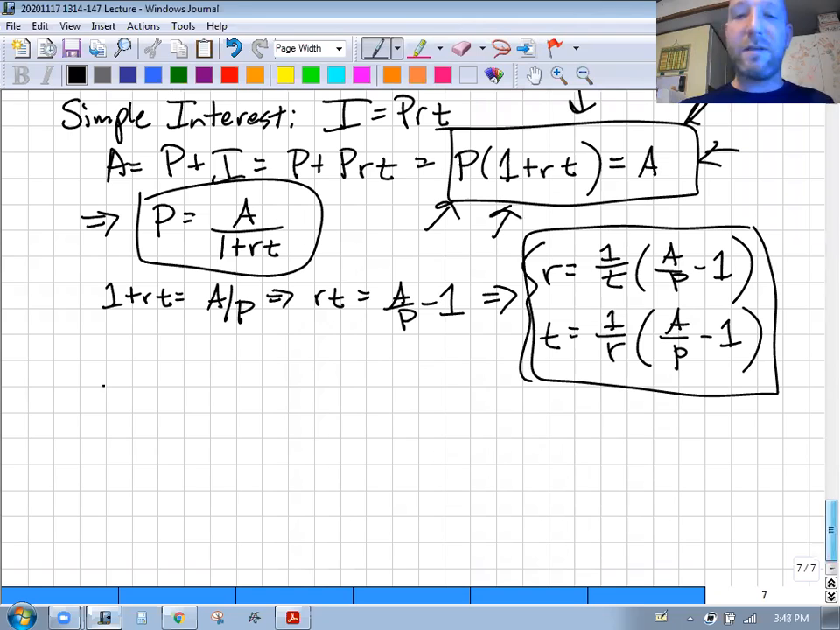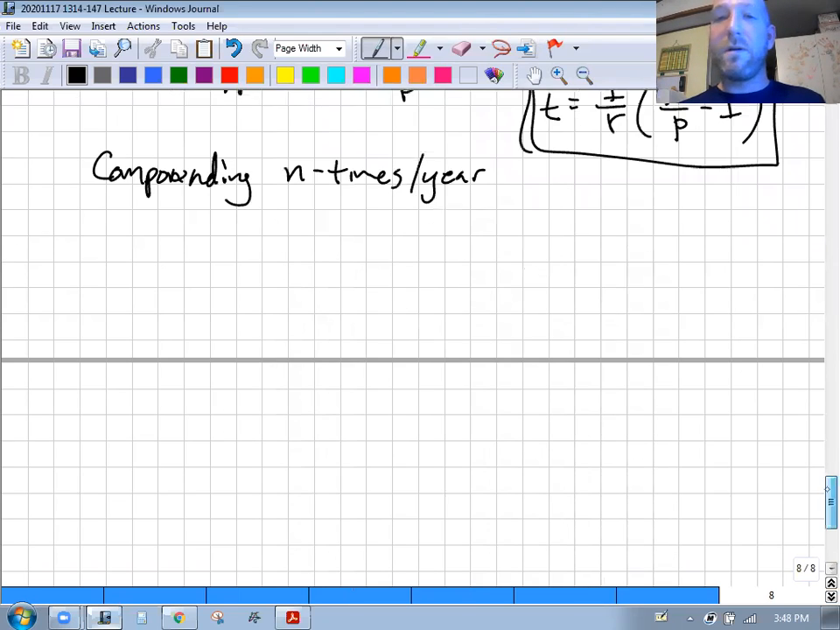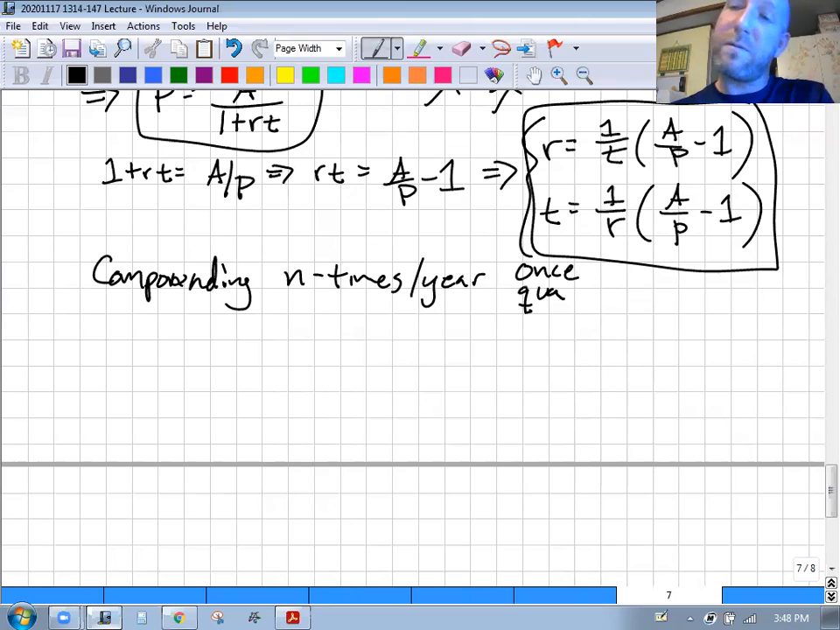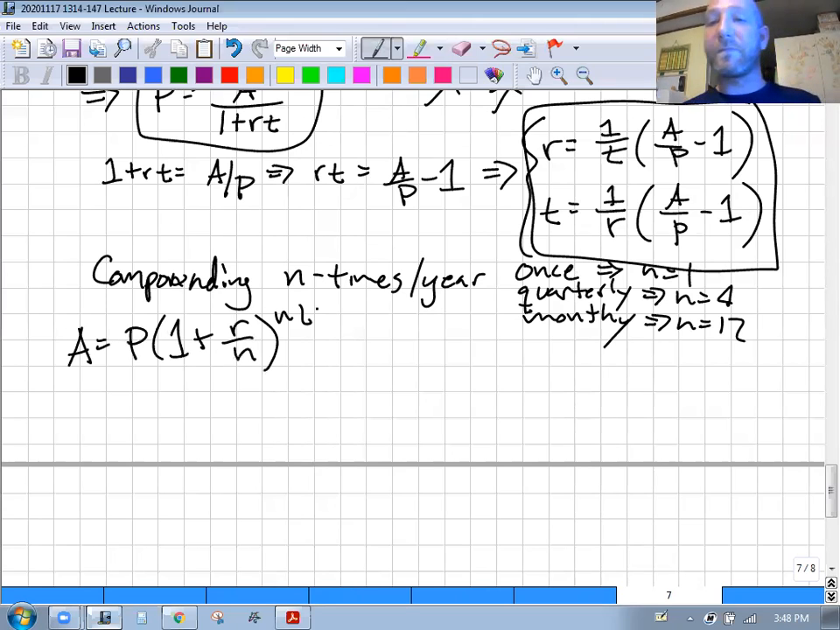So the next one is compounding n times per year. Okay. So if they haven't said continuous, if you don't see the word continuous and they tell you they're compounding once a year, they might say once or quarterly or monthly, right? Once, N is 1, quarterly, N is 4, monthly, N is 12, etc. You use this one. Amount is P times (1 plus R over N) to the NT.